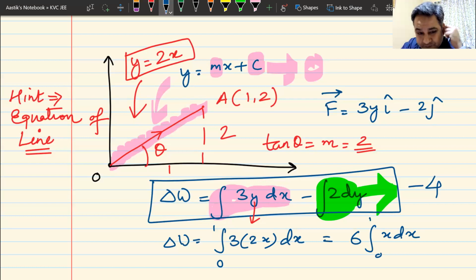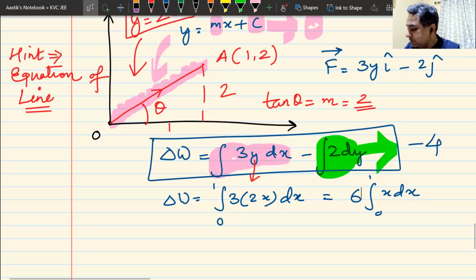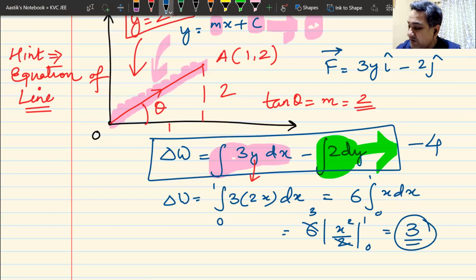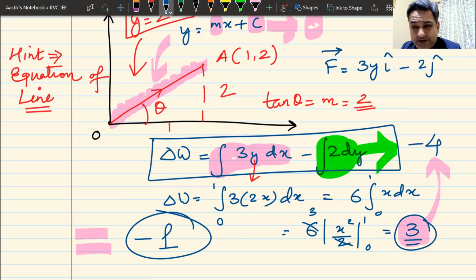Now this is a cakewalk. So this becomes 6 times x square by 2, x varying from 0 to 1. This is 3. Answer is 3 from here. This value is 3. This integral is 3. This is 3. That is minus 4. So your answer becomes minus 1. As you can see, a totally different answer.